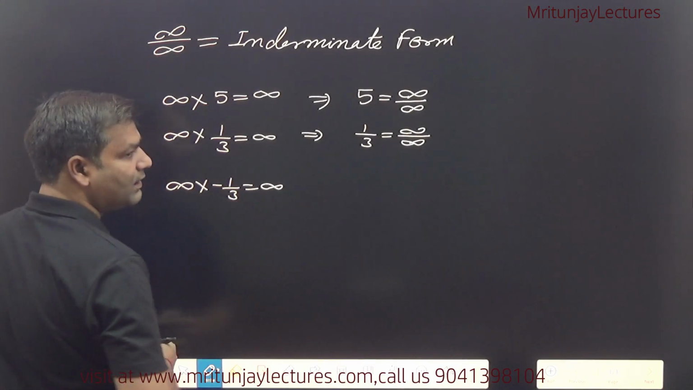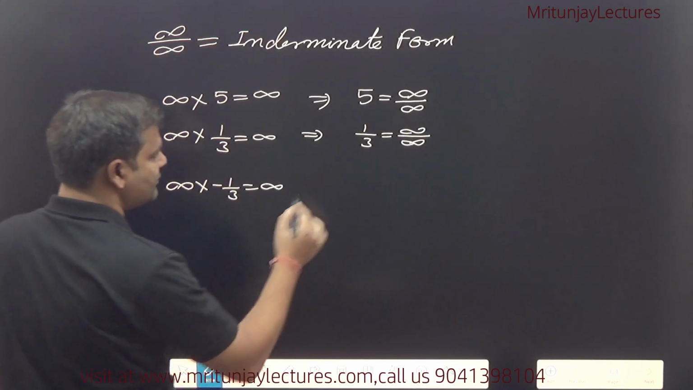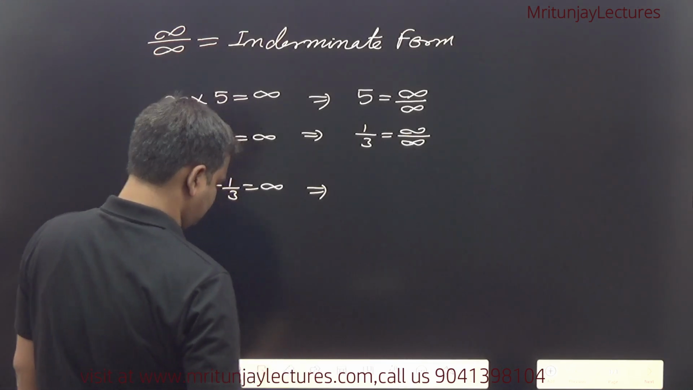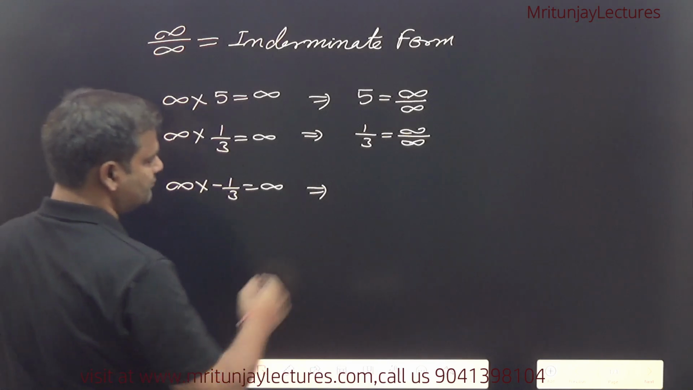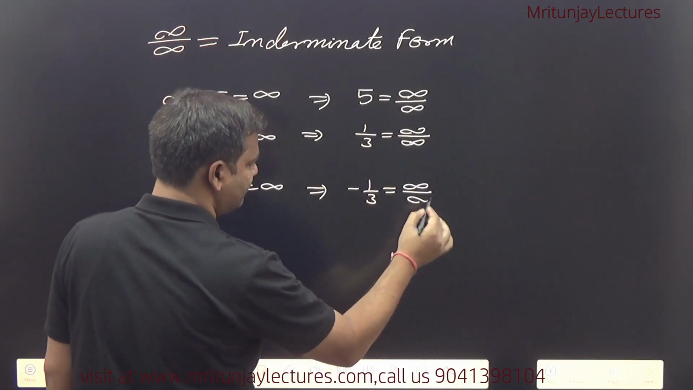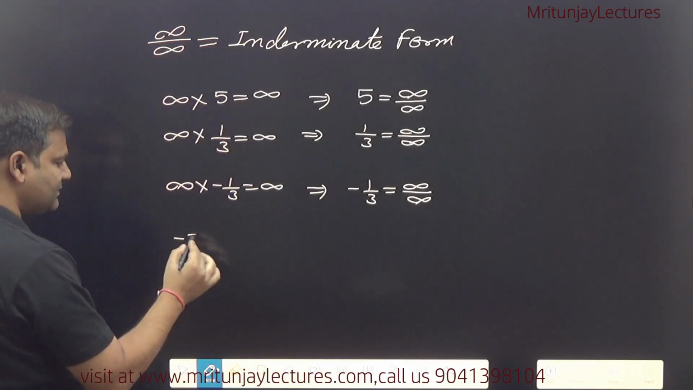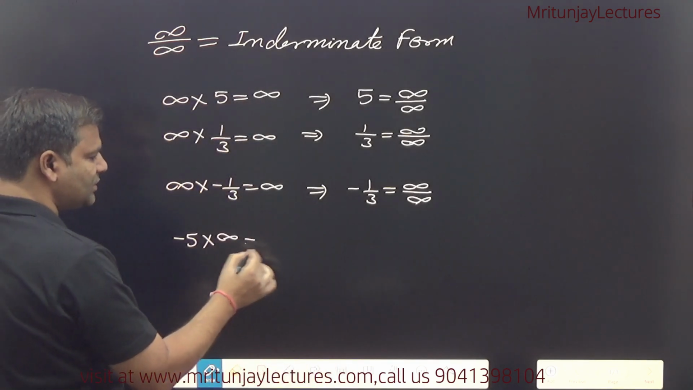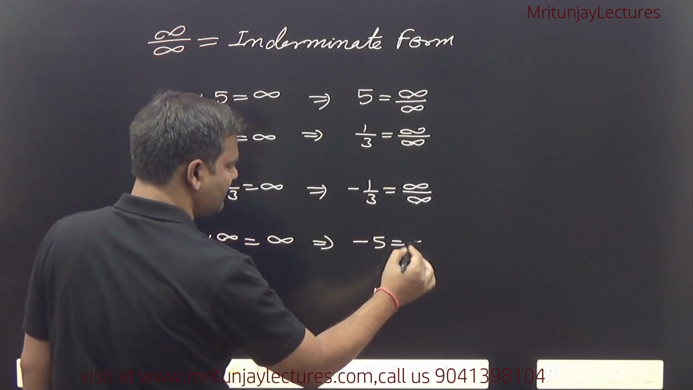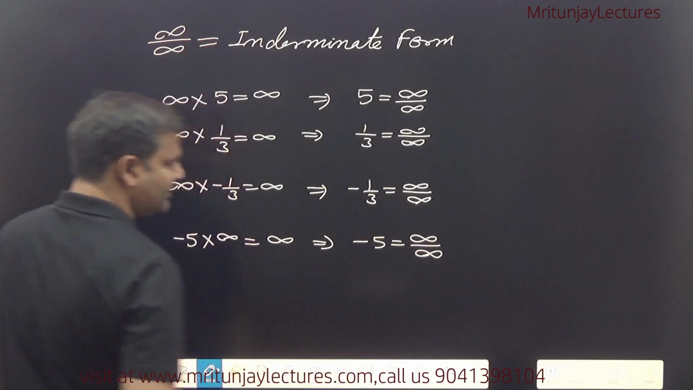So you can say that minus 1 by 3 is equal to infinity by infinity. Minus 5 into infinity, so you can say that minus 5 is equal to infinity by infinity. Is that also clear?